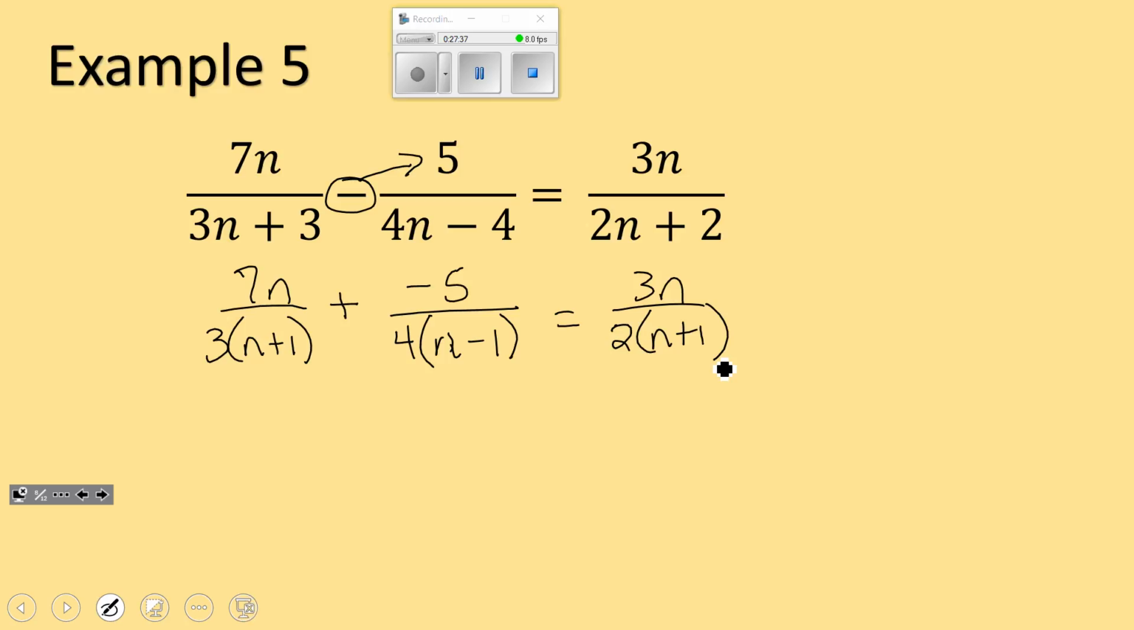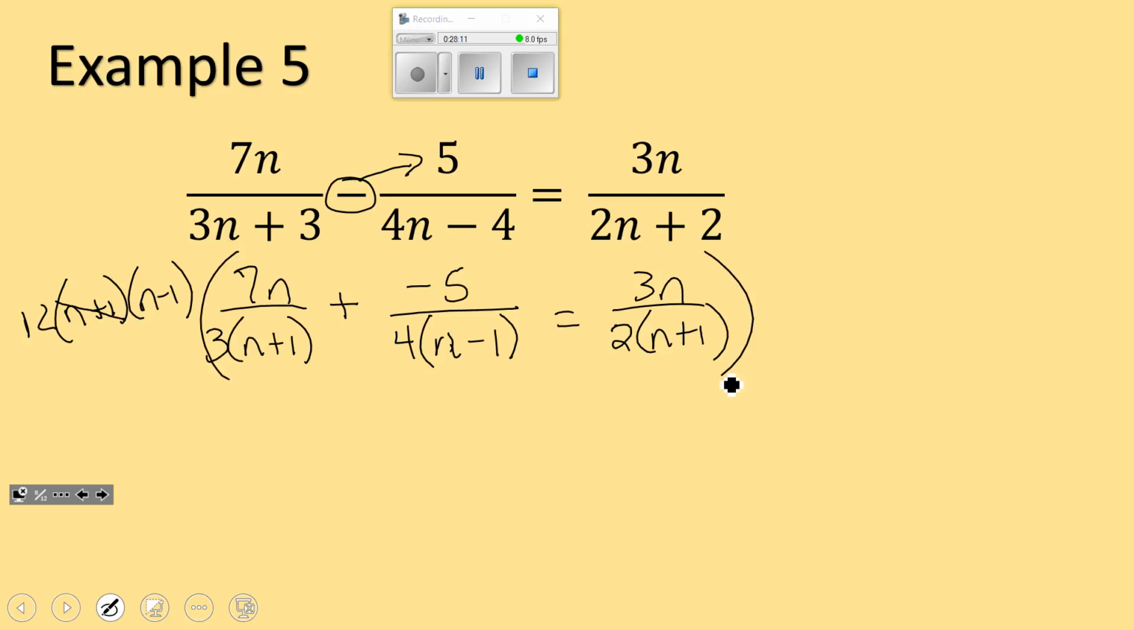What would my common denominator be? 12. Everybody agree? 3, 4, and 2 all go into 12. 12 times n plus 1, and you also need an n minus 1. So I do agree. So let's see if we can not write quite as much. We'll try, right? So tell me what's going to cancel, Emily.